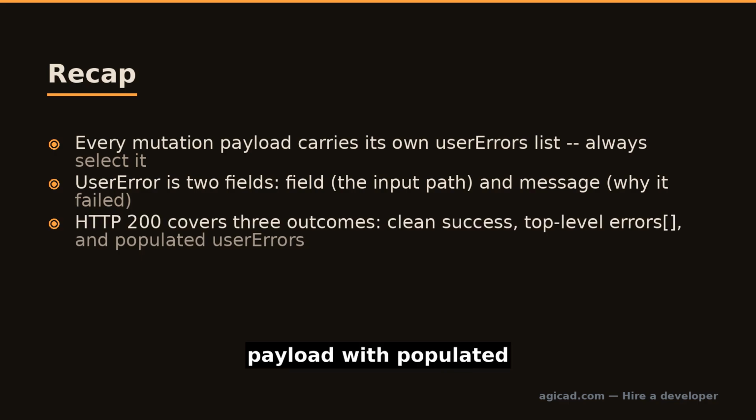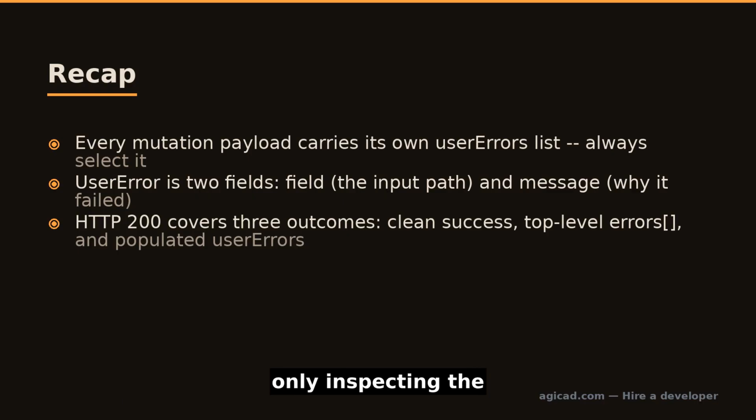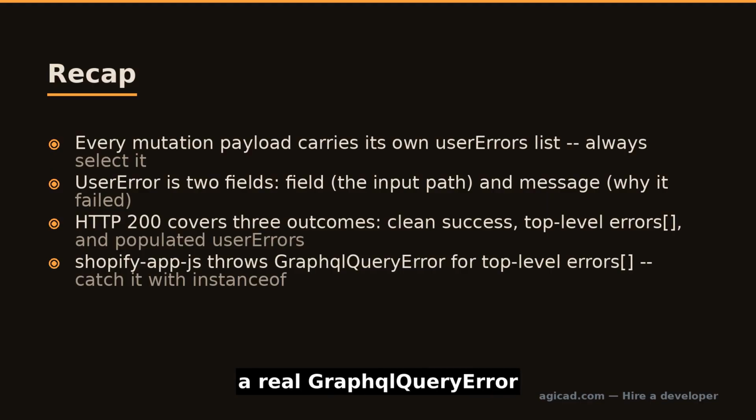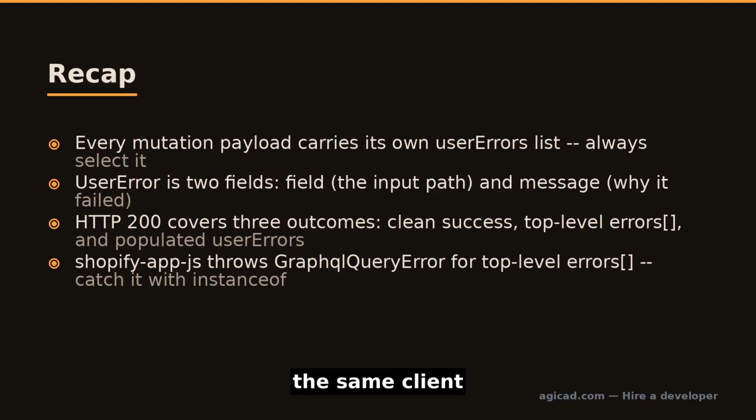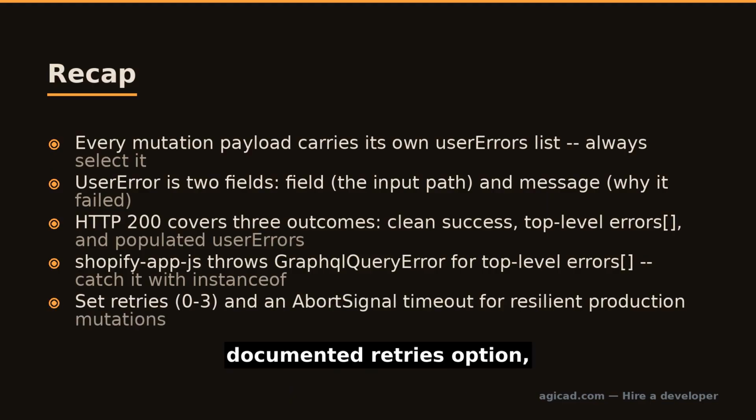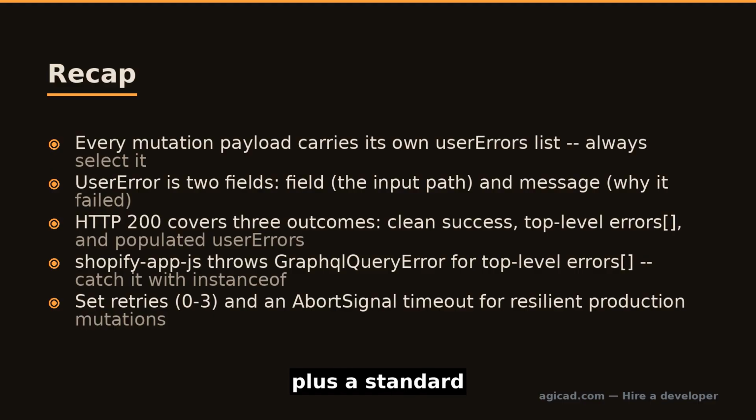The official Shopify app.js client throws a real GraphqlQueryError for that top-level errors case, catchable with instanceof, carrying the detail on error.body. And for resilience, the same client gives you a documented retries option, 0 through 3, plus a standard AbortSignal for timeouts. Put the exception catch and the userErrors check together, and you have a mutation call that actually tells you the truth about what happened.